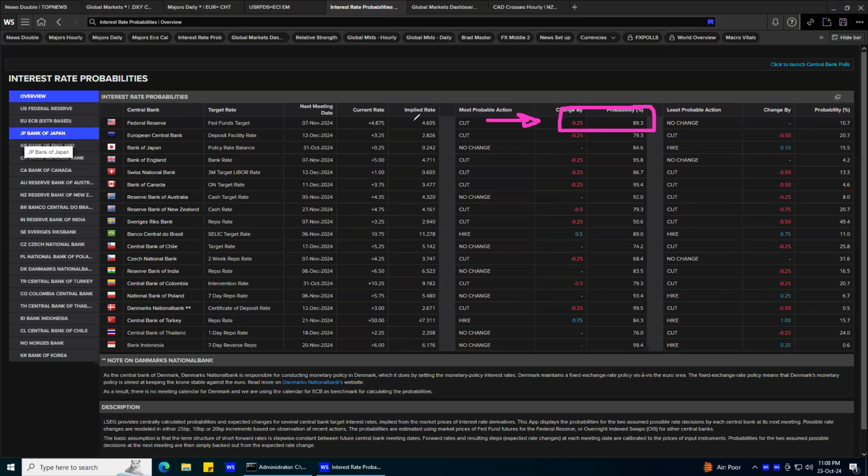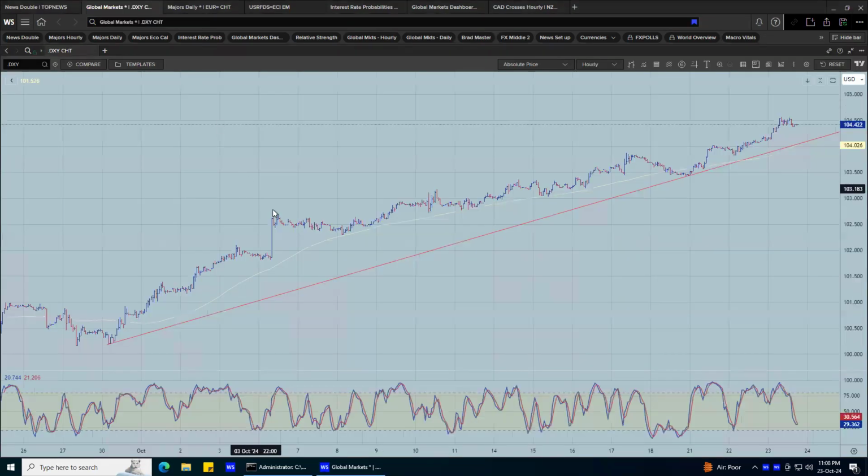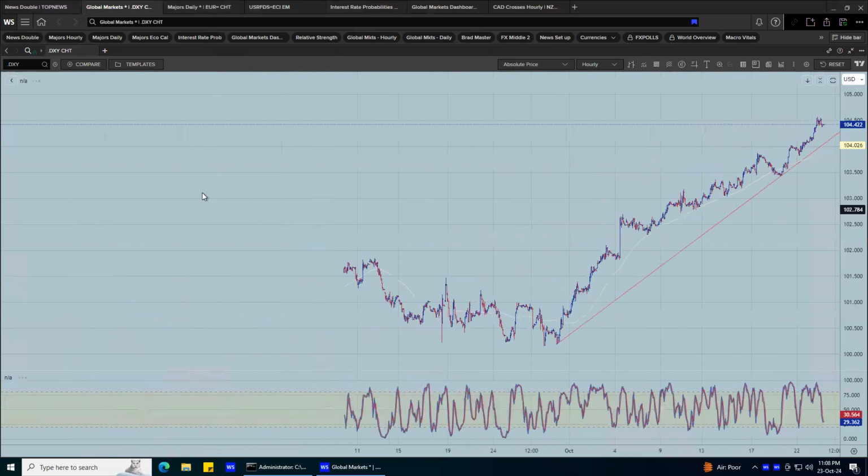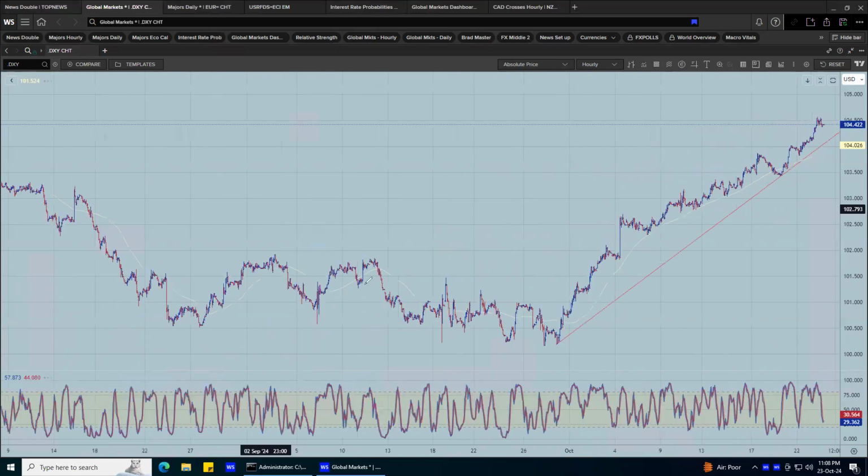So this will be on the 7th of November in 2 weeks. They'll cut, and they'll cut again before the end of the year. Nothing's changed, right? And they are leading the cutting cycle. So you'd think on a fundamental basis, the dollar should be going down. And it was.